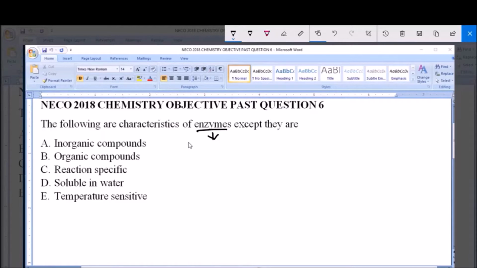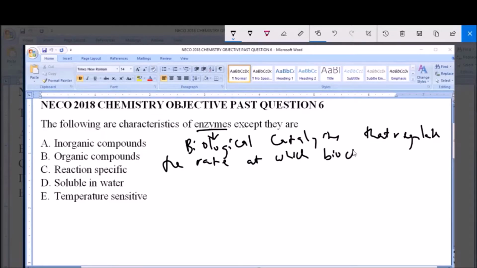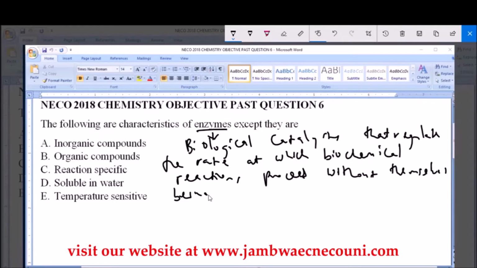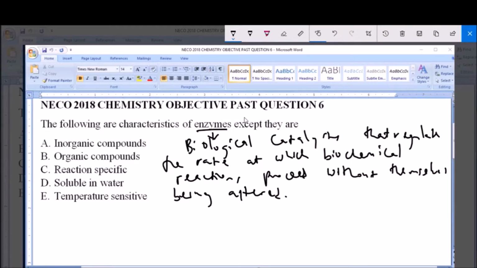catalysts that regulate the rate at which biochemical reactions proceed without themselves being altered. Now, we have to pick out the one which is not a characteristic of an enzyme.